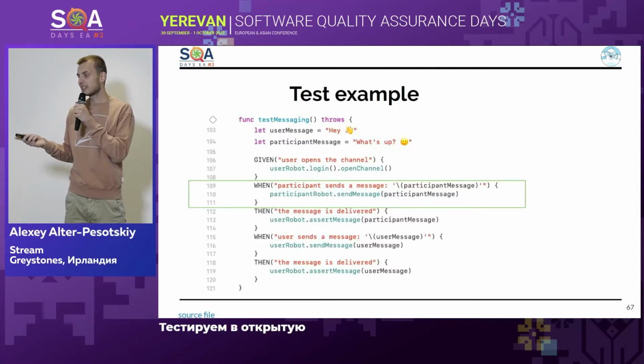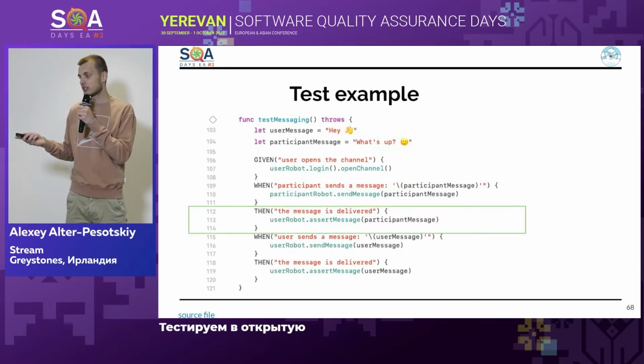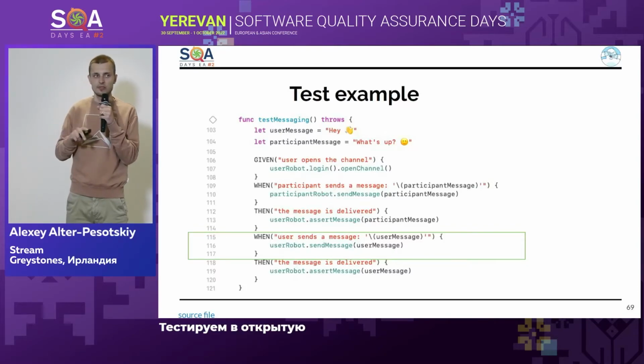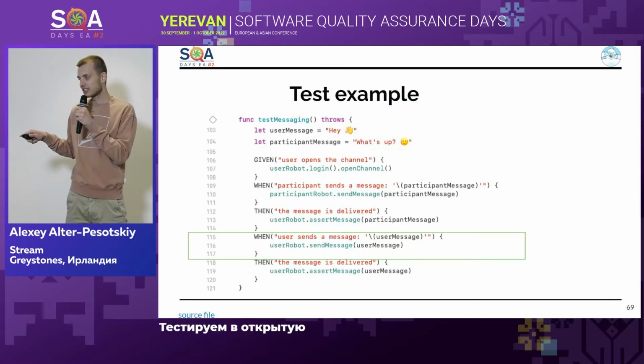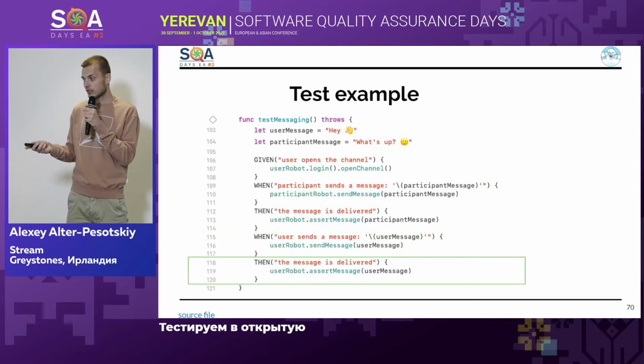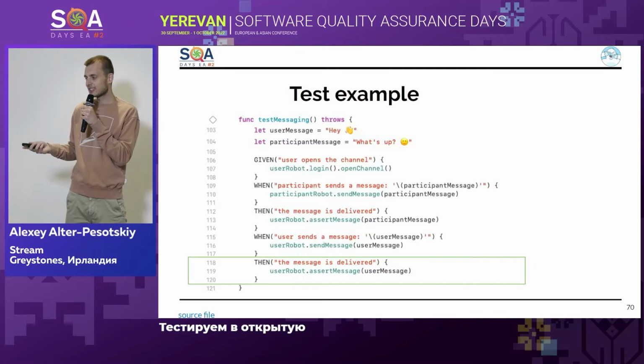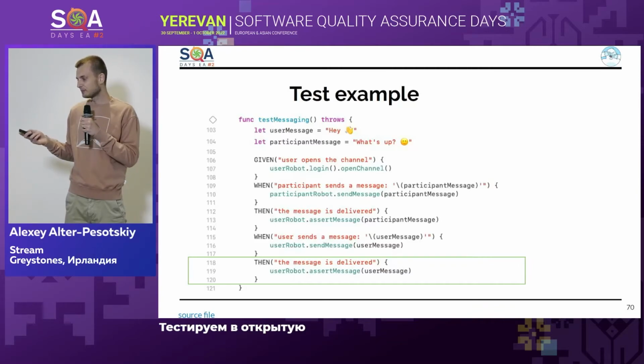And when participant sends a message, so we're using participant robot, and it sends the provided message. And then we are checking that the message is delivered and contains the right text. Then again, when user sends a message, so user robot sends a message and types in the composer and taps on the send button, and we are checking that the message was delivered and it contains the right text. Usually we don't use 2 then in one test, but I just wanted to show you more features in one test, so I added the second then here.